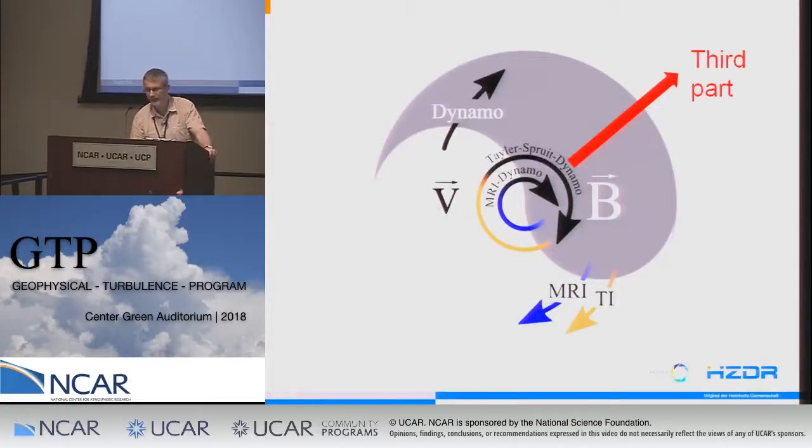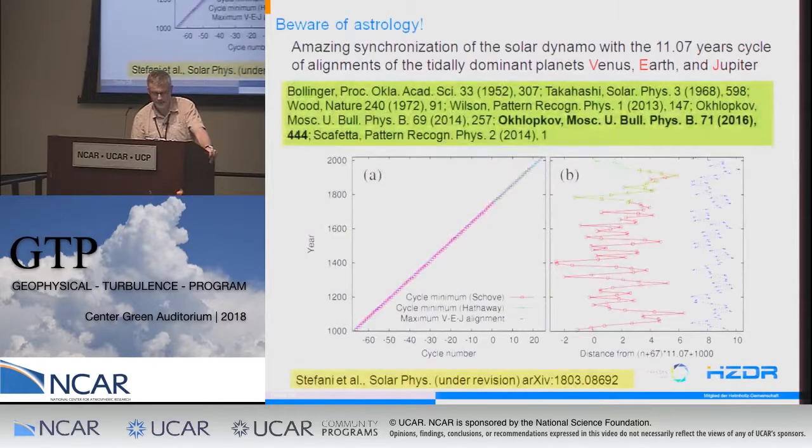I would like to spend the last 5 minutes perhaps with some astrological part. And this has to do with the solar dynamo. And the astrological aspect is here that it had been observed by quite a couple of researchers, starting with Rudolf Wolf in 18-something, whatever, and Bollinger and Takahashi and Wood, that there is an amazing empirical synchronization of the 11-year cycle of the sun with the spring tides, if you like, with the alignment of the tidally dominant planets Venus, Earth, and Jupiter. And I can show it here.